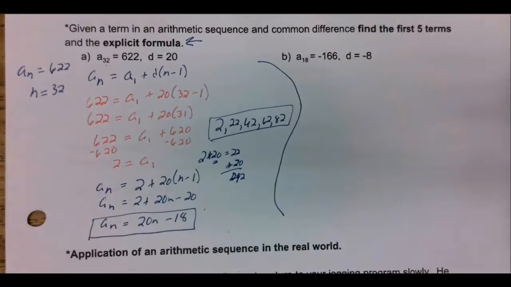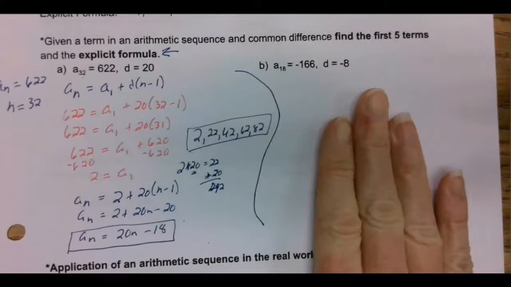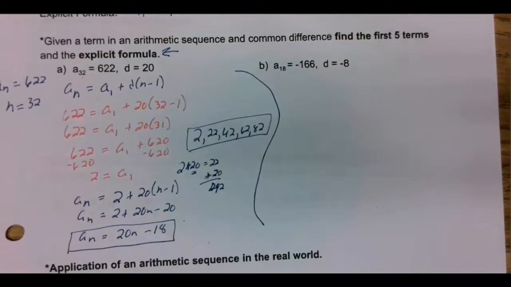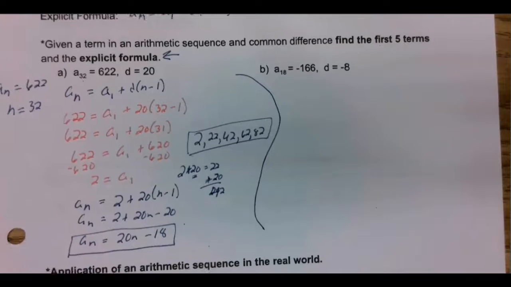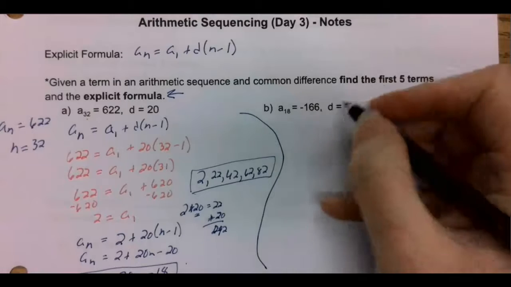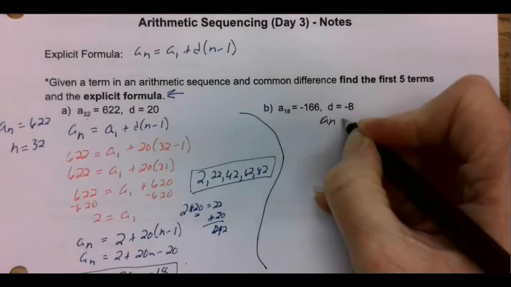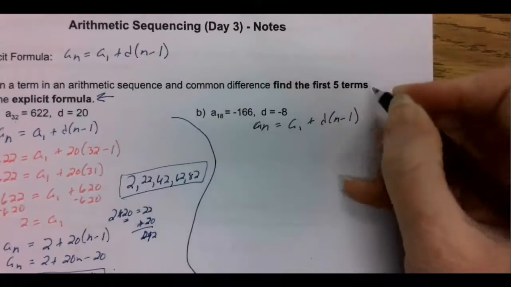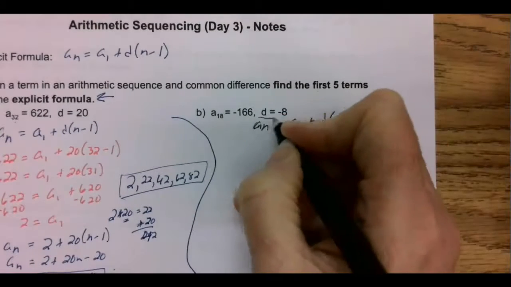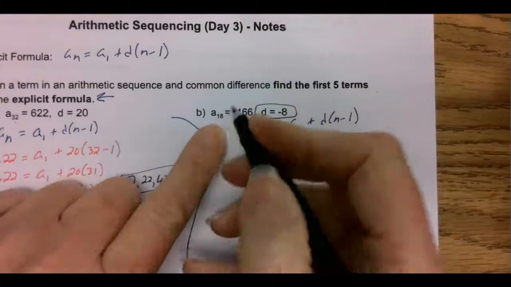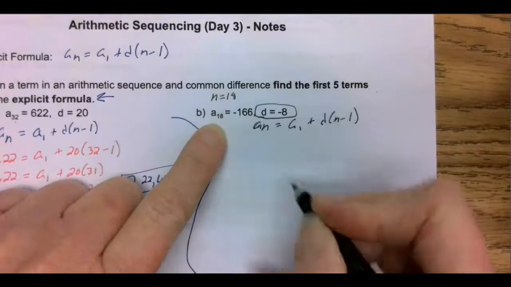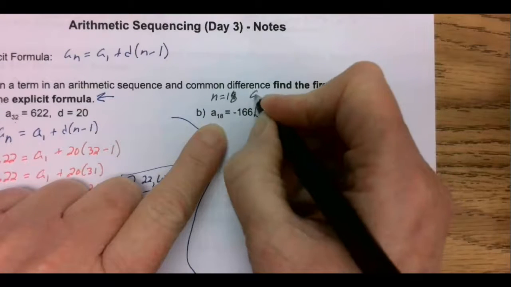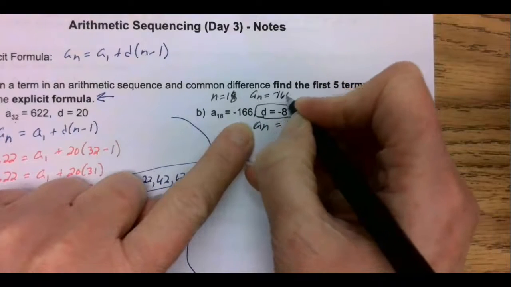Okay, let's do another one. And if you want to, just like we were doing in class, I do one, you try the next one. So if you want to pause right now, I'll do the whole thing, but you can just do it on your own. Pause right now if you want to. So once again, we're going to use a sub n is equal to a sub 1 plus d times n minus 1. We know d is negative 8. We know that n is 18. And a sub n is negative 166.